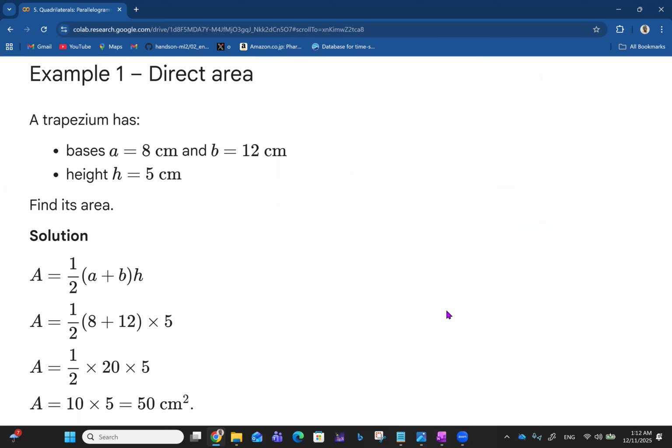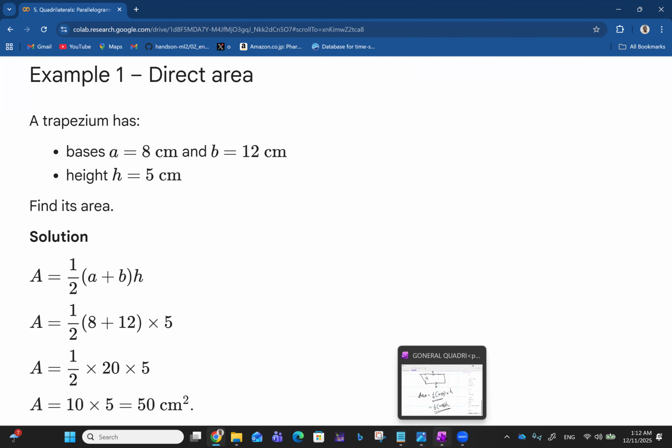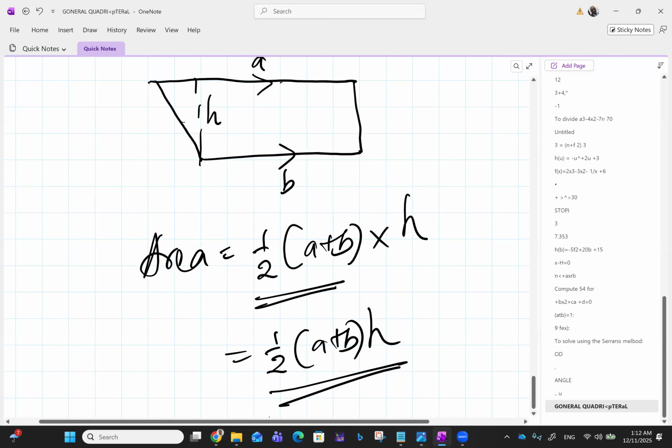So imagine now that you want to find the area directly. A trapezium has base A 8 cm and base B 12 cm. Height H is 5 cm. Find its area. Of course, area is half into A plus B times height. So the area is half into 8 plus 12 times 5. That's half times 20 times 5. So that's 10 times 5, which is 50 centimeters squared. So A is 8, B is 12.